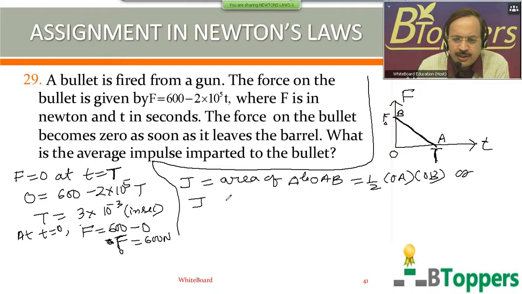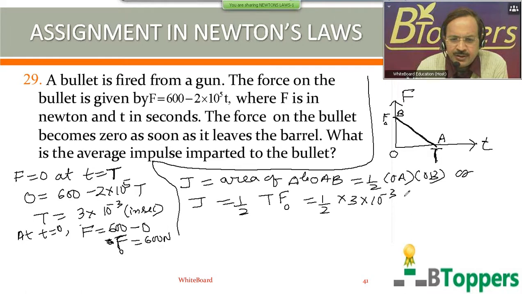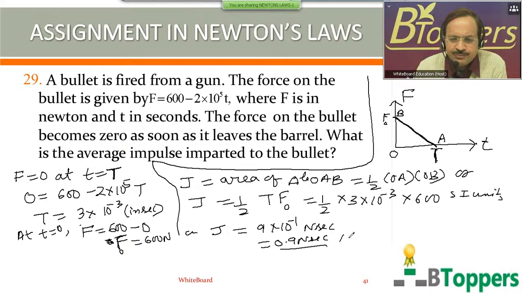The base OA is equal to the time capital T after which the force becomes 0. The height OB equals F0. Capital T is 3 into 10 power minus 3, into F is 600, SI units of course. So you get J equal to 9 into 10 power minus 1 Newton meter. I'm sorry, Newton second, not Newton meter. Or 0.9 Newton second. So that's the answer for the problem.